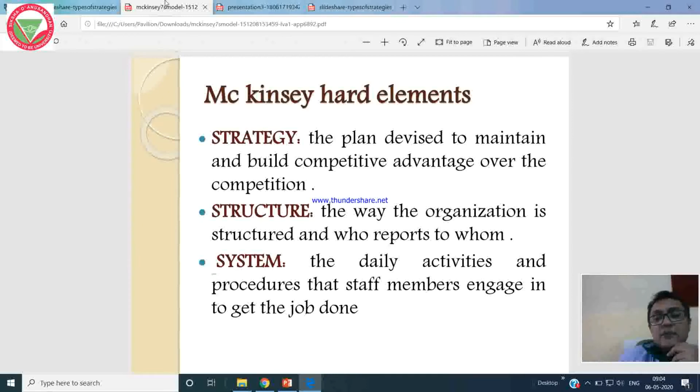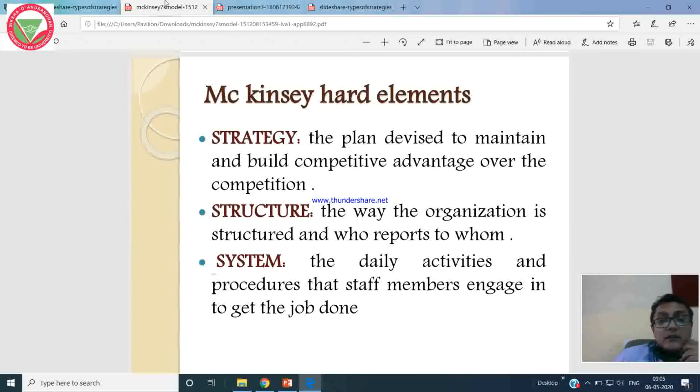Race ahead of the competitors, be ahead of the competitors, go on top of the competition, and sustain it over a longer period of time. In order to do all these things, you need a plan. You need to maintain and build over a period of time. That is called your sustainable competitive advantage. So strategy is nothing but the plan devised to build the lead and maintain the lead over the competitors in a longer run.